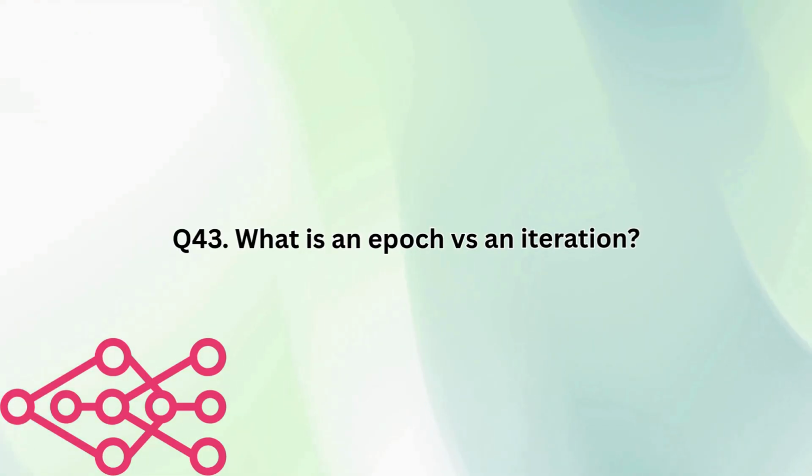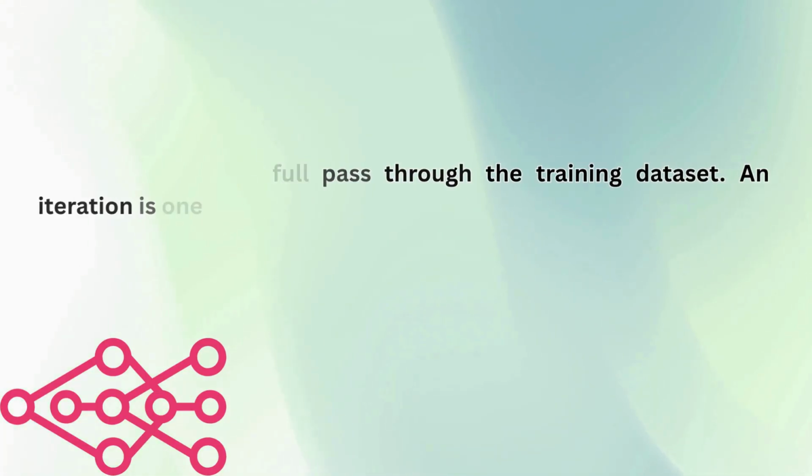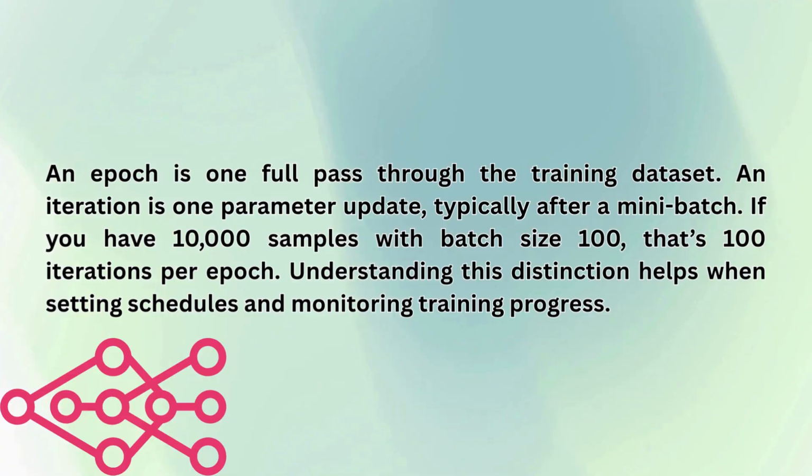What is an epoch versus an iteration? An epoch is one full pass through the training dataset. An iteration is one parameter update, typically after a mini batch. If you have 10,000 samples with batch size 100, that's 100 iterations per epoch. Understanding this distinction helps when setting schedules and monitoring training progress.